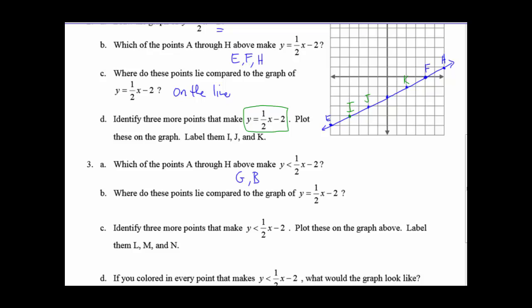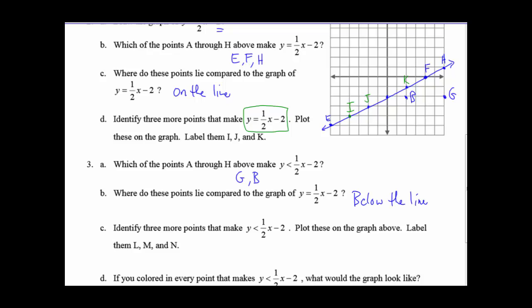Where do they lie on the graph? G and B. G is 6, negative 2. So we're going to go 6, negative 2. Here's G. B is 2, negative 3, which is here. So if we ask our question for 3B, where do these points lie compared to that graph y equals 1/2 x minus 2? They are below the line.